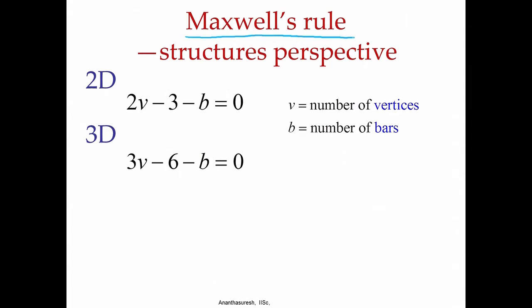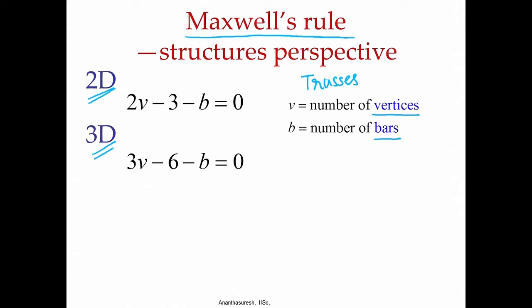Here is what we see, a simple and elegant rule which is named after Maxwell, which again has a 2D version, planar version and a 3D version. It is a very simple formula, 2V minus 3 minus B equal to 0, where V is the number of vertices and B is the number of bars. So, here he is looking at only trusses. Trusses are very important elements of structures. We find a lot of trusses around us.